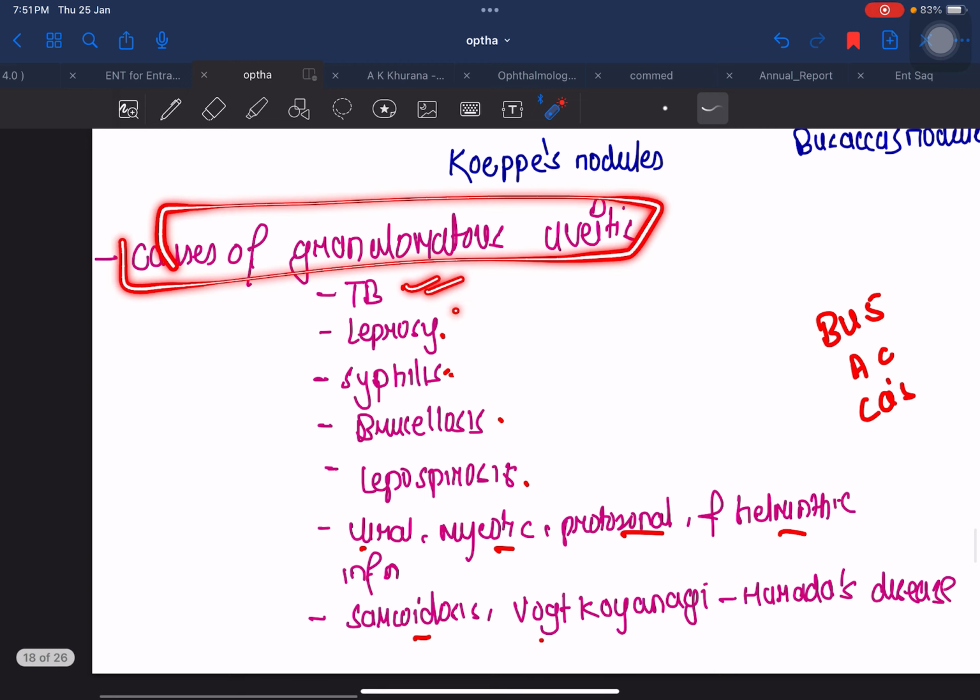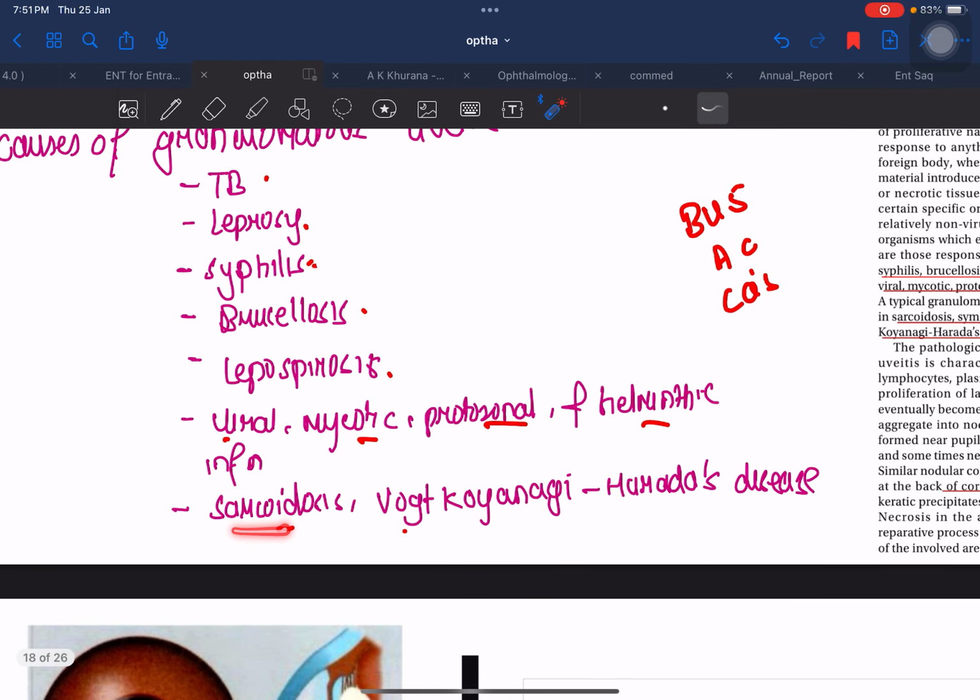uveitis. The causes are tuberculosis, leprosy, syphilis, brucellosis, leptospirosis, viral, mycotic, protozoal and helminthic inflammations. Similarly, sarcoidosis and VKH, that is, Vogt-Koyanagi-Harada's disease. These are the causes of granulomatous uveitis.